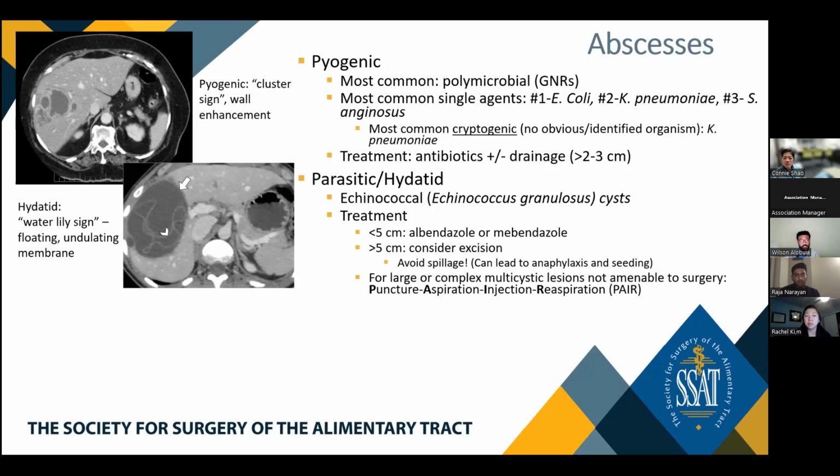But more complex cysts, you can consider surgical resection, or you can do a PAIR procedure where you actually inject and re-aspirate, a sort of more complex interventional procedure.